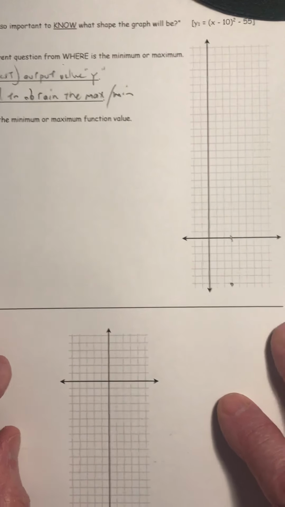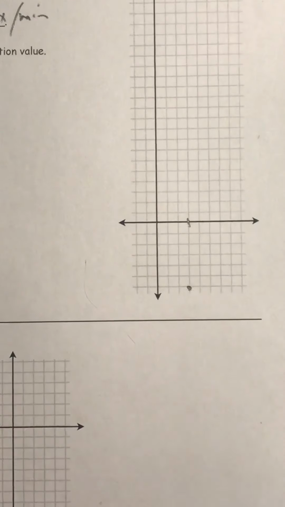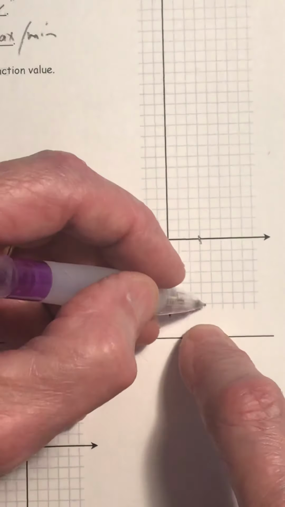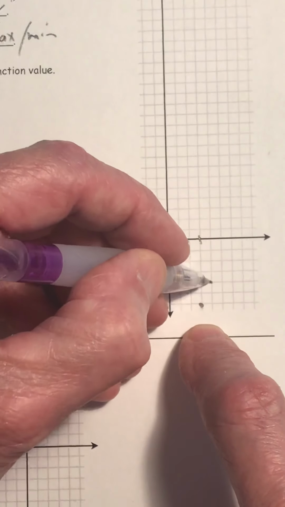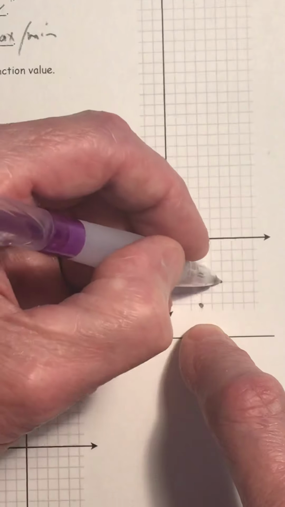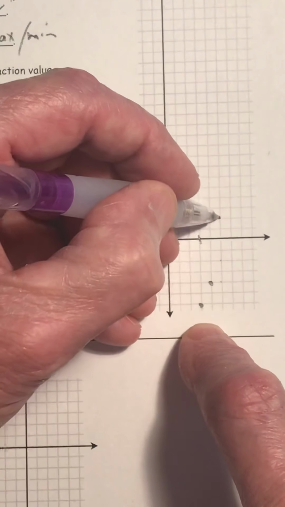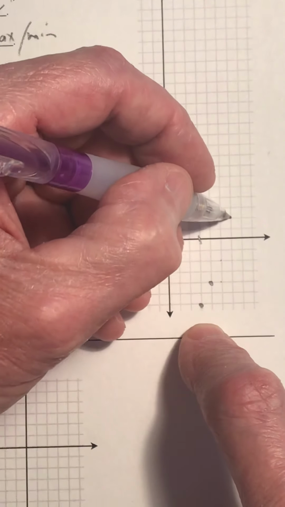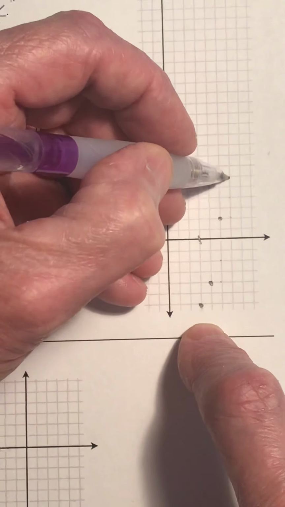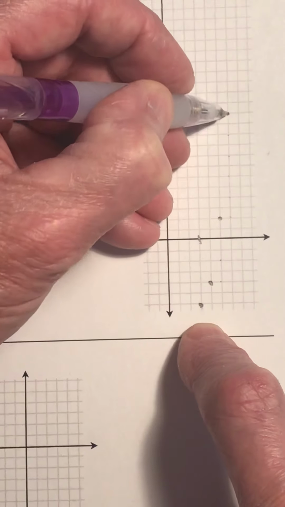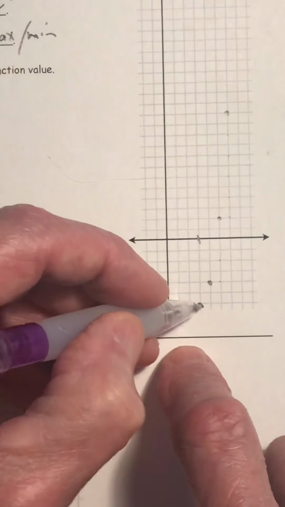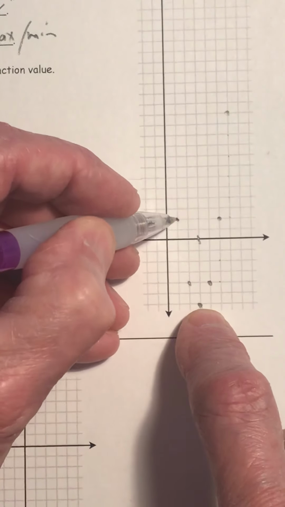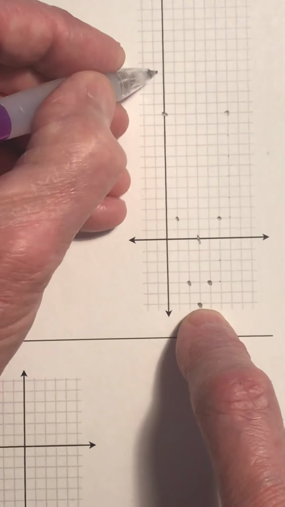Okay. And then watch what I'm doing here. Since that a value is a 2, if I start here, I go over 1 and up 2, and then over 1 again and up 6, and then over 1 and up 10. 2, 4, 6, 8, 10. And I can do the mirror image on the other side. See, over 1 up 2, over 1 up 6. Okay, well, there's the graph.